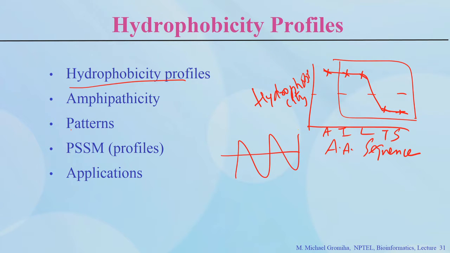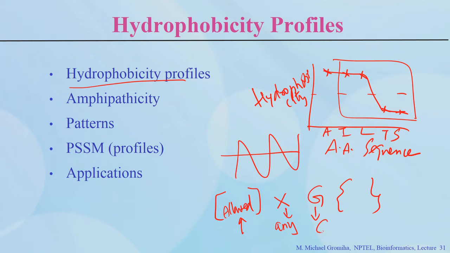Then we discussed patterns. What is a pattern? How to define a pattern? We can use square brackets, we can use X, and we can use any specific residue. What is the meaning of this? Square brackets mean the residues allowed. X means any residue at that position, and a particular residue written out is conserved because you cannot change it. Curly brackets mean not allowed, the residue is excluded. That is how you can have the patterns.